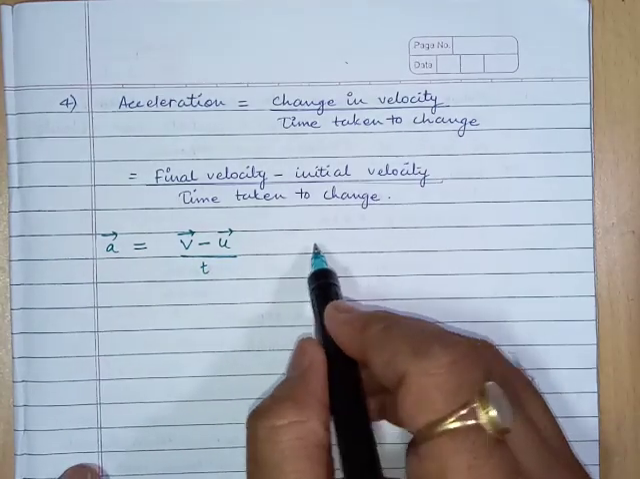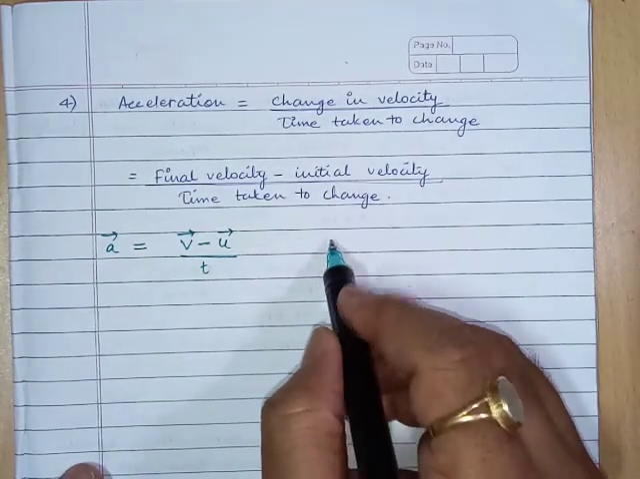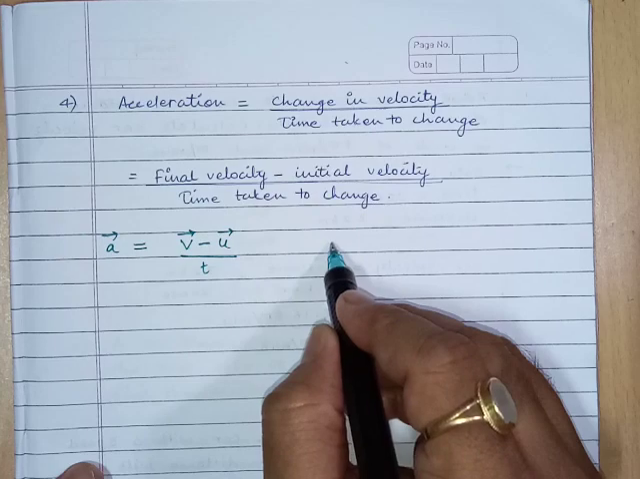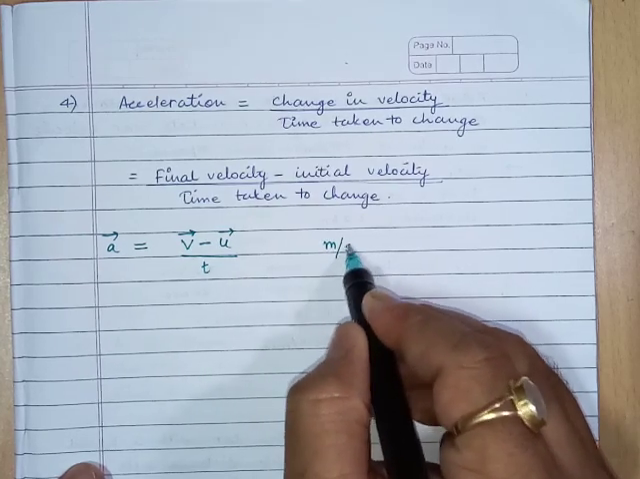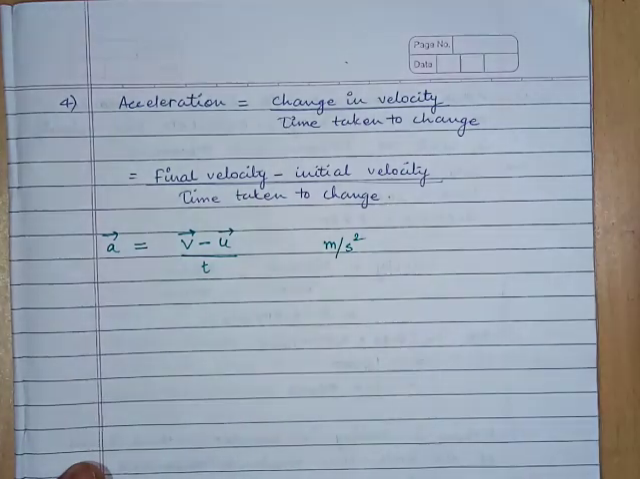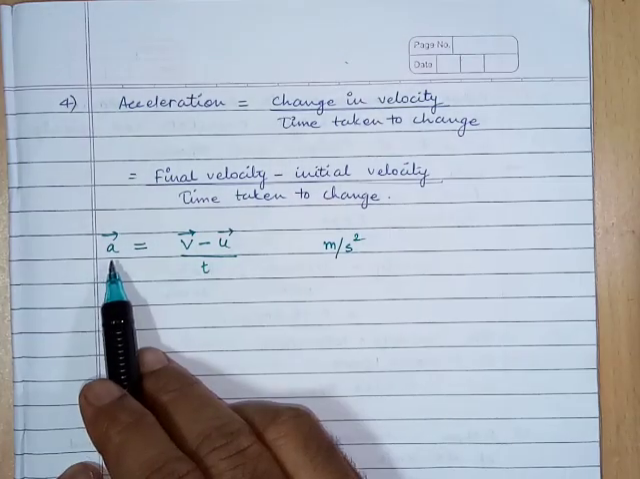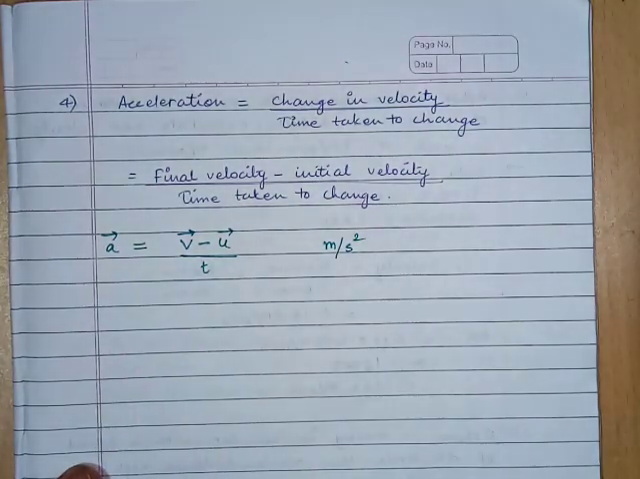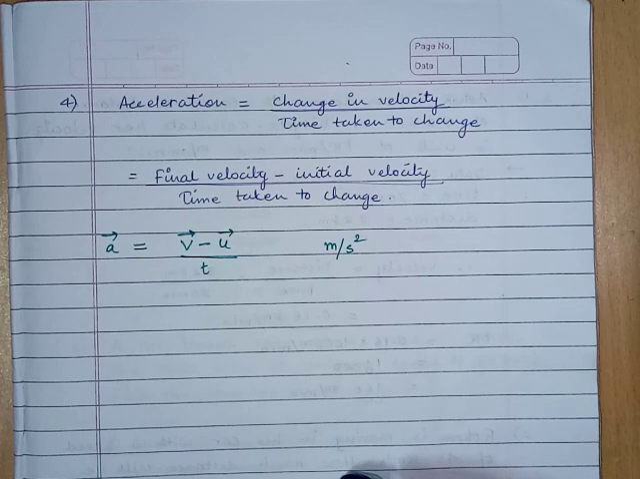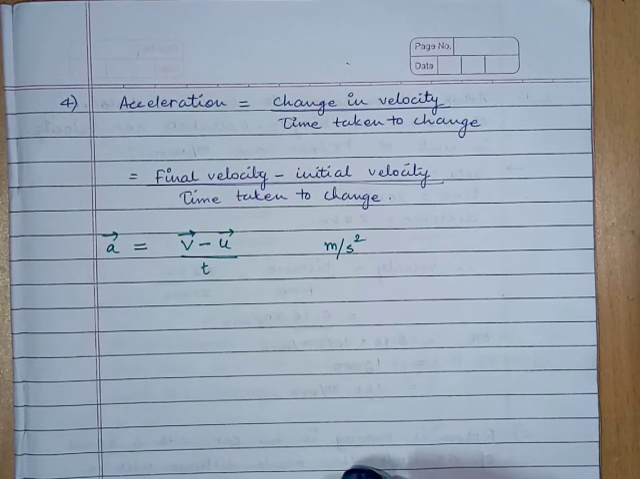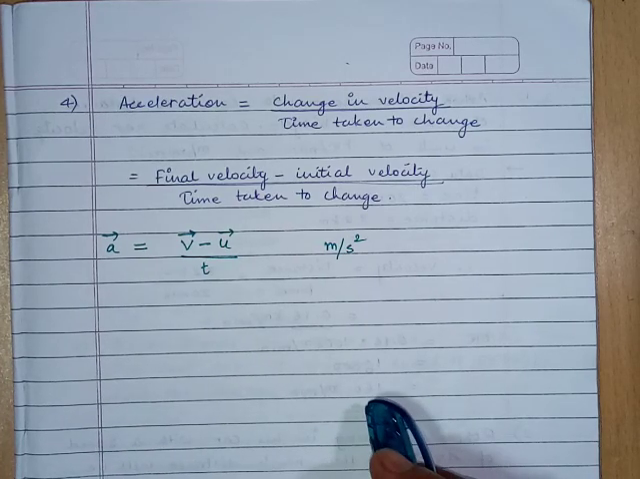Now what will be the unit which is used for the acceleration? In MKS unit system, the unit for the acceleration is nothing but meter per second square. So this is nothing but the unit which is used for the acceleration. These are the important formulas. Apart from this, there will be some formulas while solving the numericals when they come across. I will be telling those formulas at that point only.